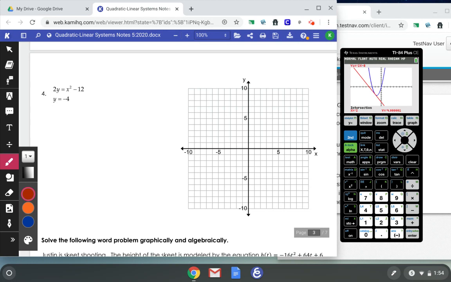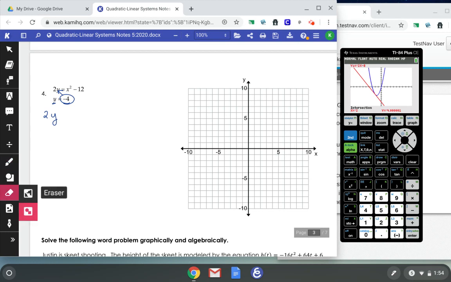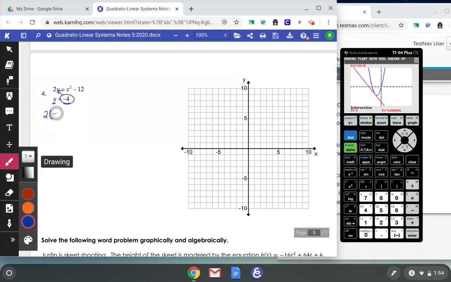All right, so the next one I am going to go through and solve. I'm going to do this one algebraically, and then we can check our work with the graph. All right, so again, I'm going to use substitution because I have y by itself here. So I'm going to take my -4 and I'm going to plug it in. I am going to have 2 times -4 equals x squared minus 12. All right, so I get -8 equals x squared minus 12.